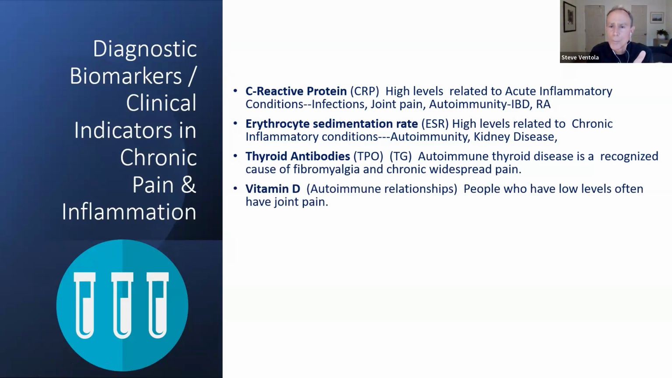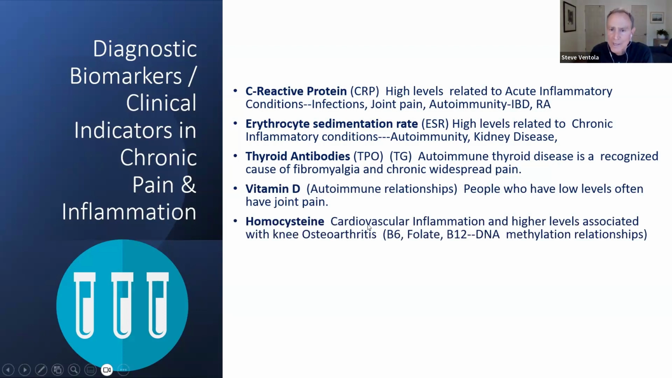Vitamin D, autoimmune relationships also. People who have low levels often have joint pain. Autoimmune relationships too. Now with vitamin D, it has a lot to do with helping your intestine be as healthy as possible. And if your intestine isn't as healthy as possible, things can get into your bloodstream that can cause inflammatory reactions.